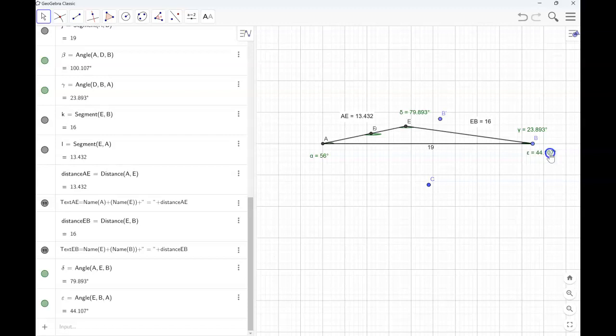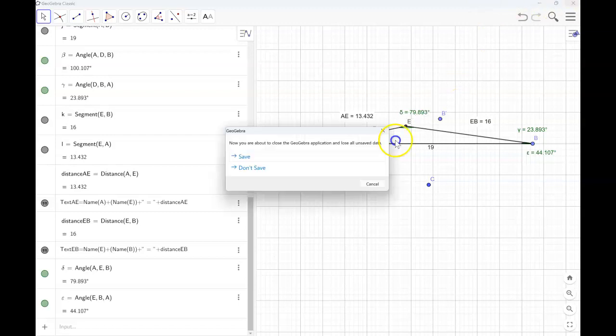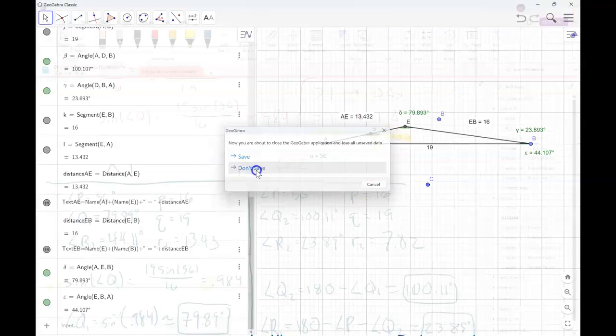You can see that it is possible to construct two triangles where we have a 19, a 56, and then a 16. Right? I just showed you the two triangles. Just showing you that that's how that works.